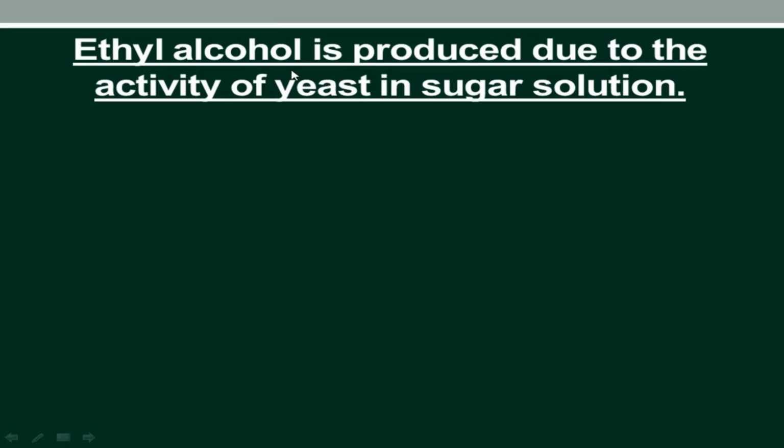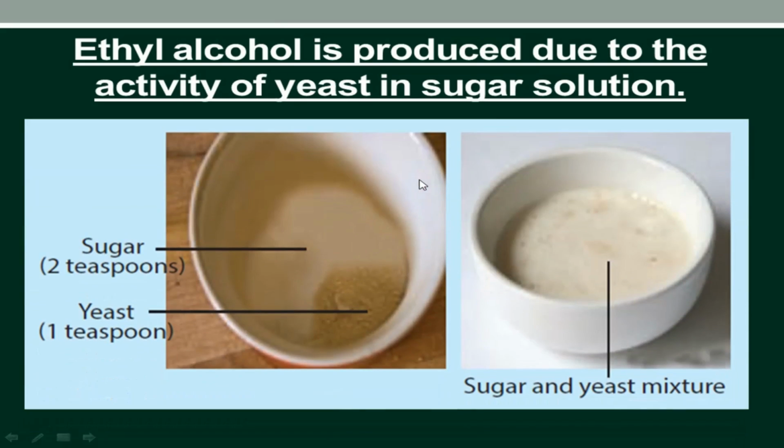Ethyl alcohol can be produced due to the activity of yeast on sugar. This can be done like this. Firstly, we take 2 teaspoons of sugar and 1 teaspoon of yeast, and mix them with water. After mixing, a sugar solution with yeast is produced.